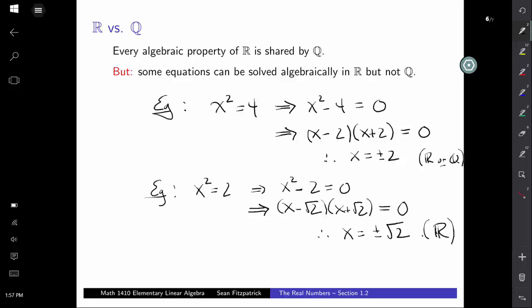Now, this sort of distinction alone isn't what makes the real numbers the real numbers. As I said, there are other more subtle issues that you would consider in a calculus course, but that's not something that we're going to look at.